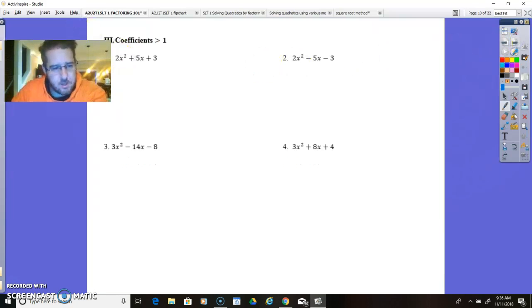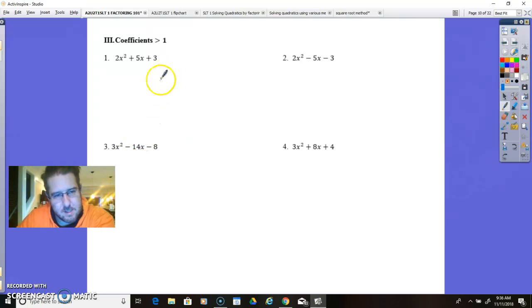Leading coefficients. Okay, so I've seen multiple ways and styles of doing this, and I'm going to show you two of the styles for this video. I'm going to do the same thing I've been doing. 2 times 3 is 6. Factors of 6. And there they are.